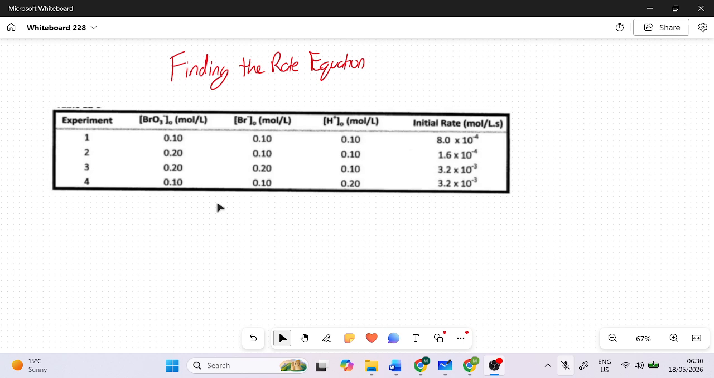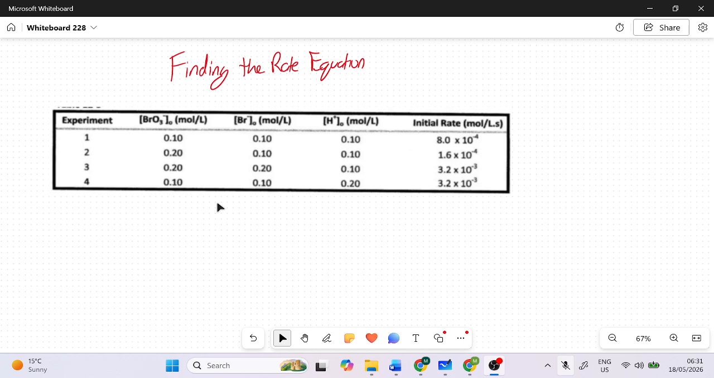Proportionally normally means if the concentration doubles and the rate doubles, okay? Quadratic is if the concentration doubles and the rate quadruples. But remember, proportionality and quadratic: if I do times 1.5 and the rate is times 1.5, it is proportional. If I do times 3 and the rate is times 9, it is quadratic. It doesn't have to be times 2.